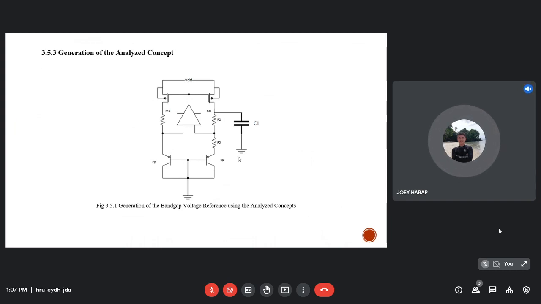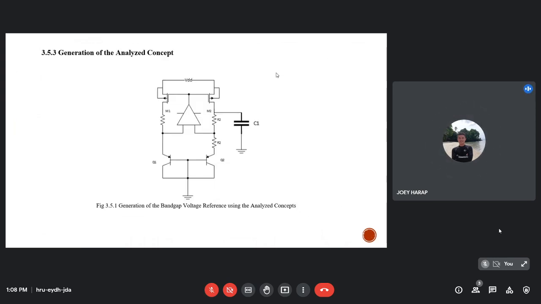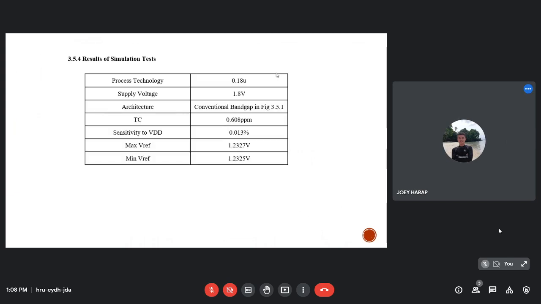So, after those considerations, we finally finalize the generation of the analyzed concept for those theories. So this generation shown in figure 3.5.1 is a generation of the bandgap voltage reference using the analyzed concept discussed earlier. We also tried to simulate the conventional bandgap in order for us to see if it's working.